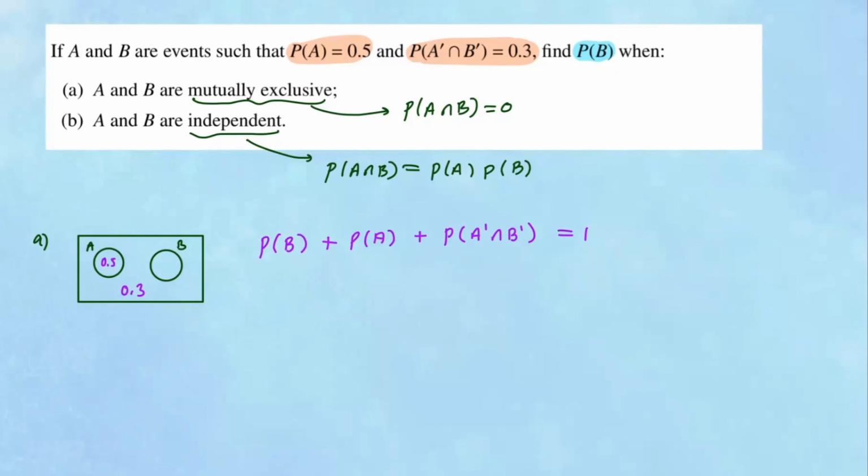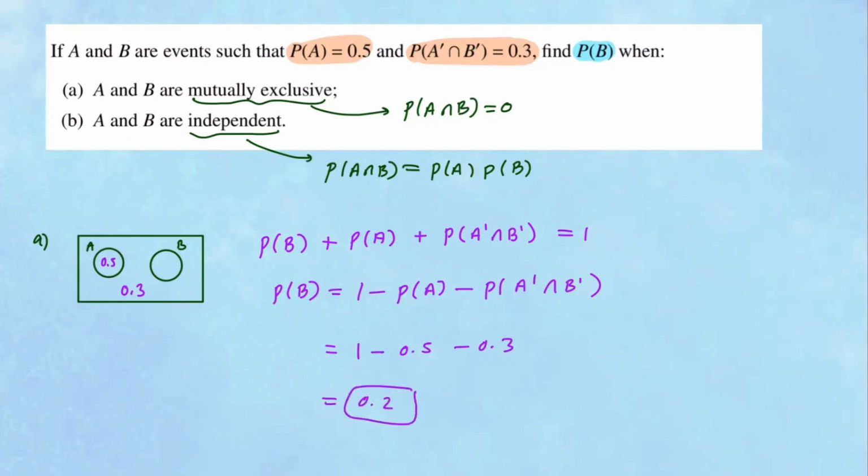So we can write this as the probability of B equals 1 minus the probability of A minus the probability of A complement and B complement. Let's substitute these numbers. We do 1 minus 0.5 minus 0.3, and this will give us 0.2. So that will be our result for the probability of B if these events are mutually exclusive.